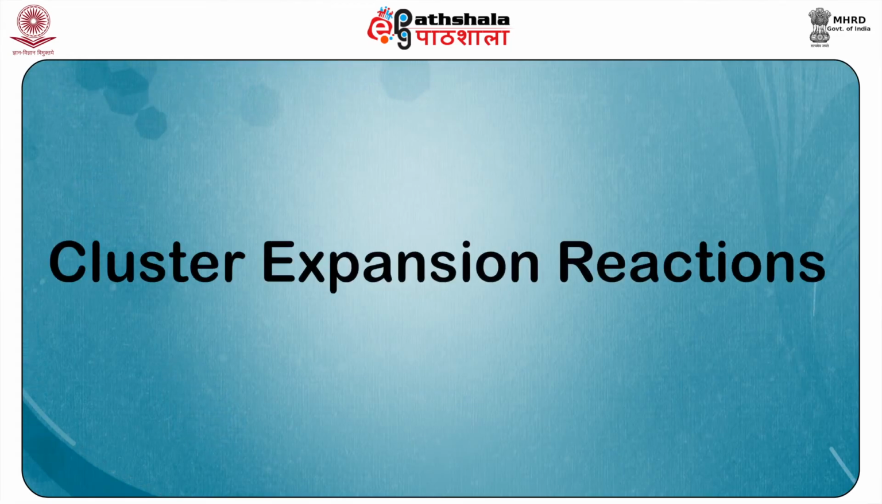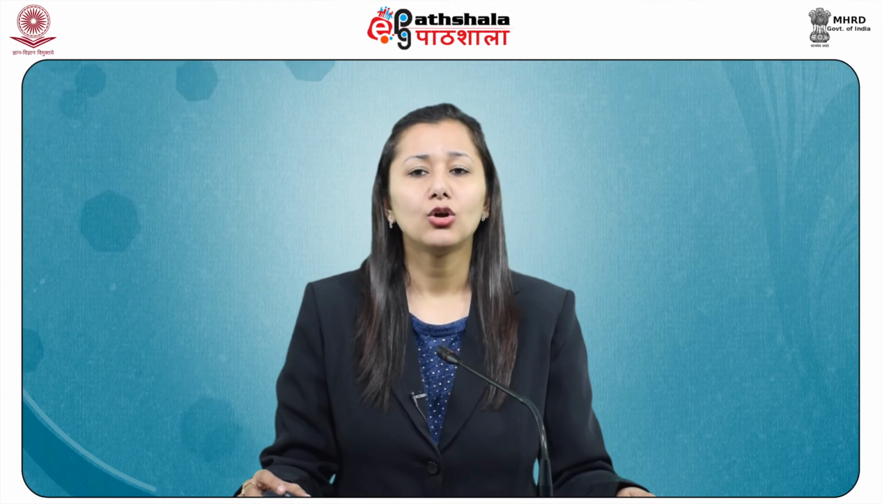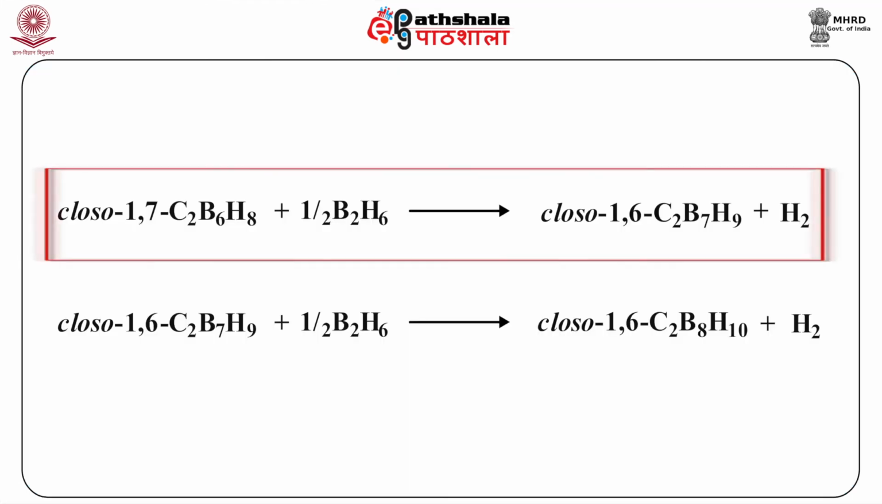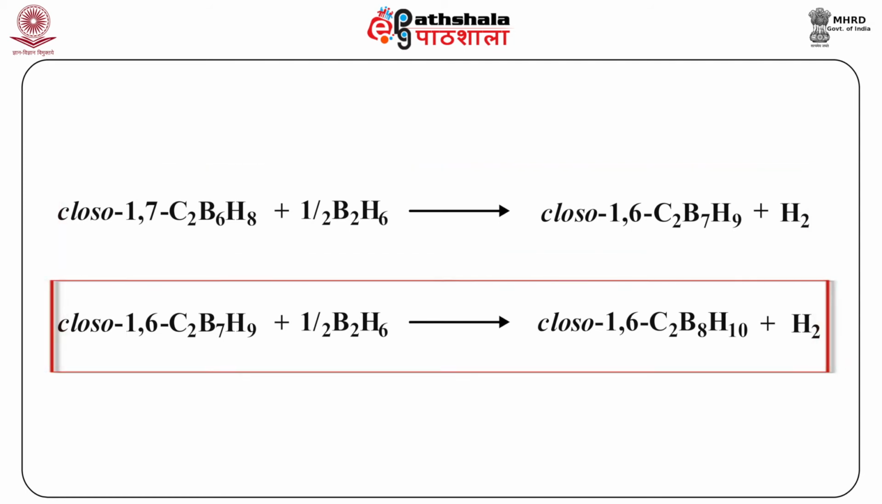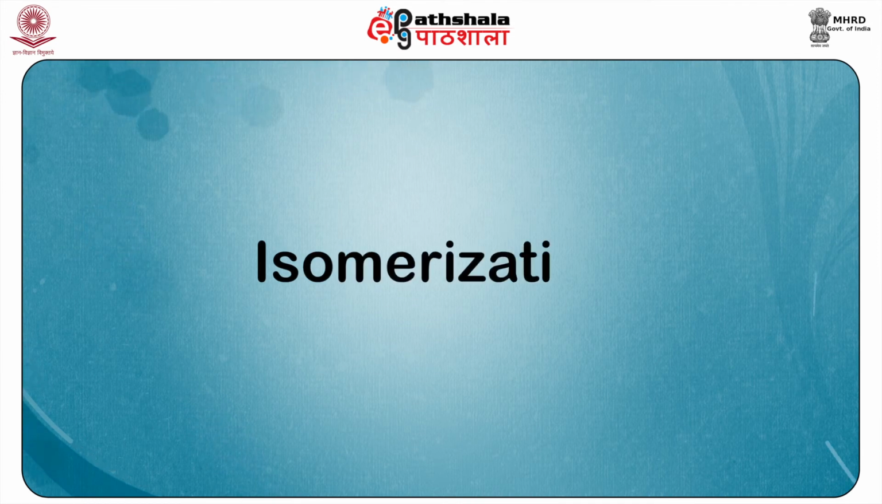Now, looking at the cluster expansion reactions. The cluster expansion reactions with diborane provide an alternative route for the preparation of intermediate closo-carboranes. Example, closo-1,7-C2B6H8 plus half B2H6 gives closo-1,6-C2B7H9 plus hydrogen, and closo-1,6-C2B7H9 plus half B2H6 gives closo-1,6-C2B8H10 plus hydrogen. Now, looking at the isomerization.